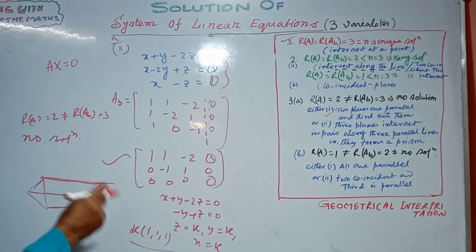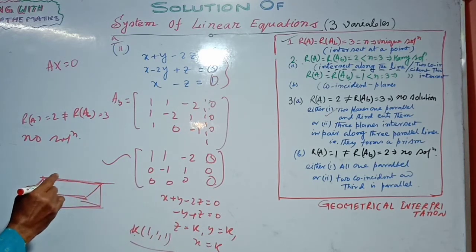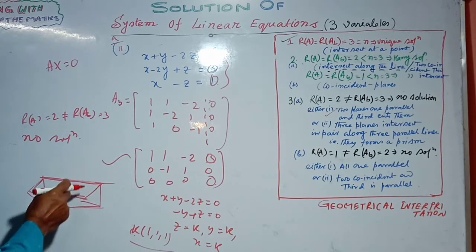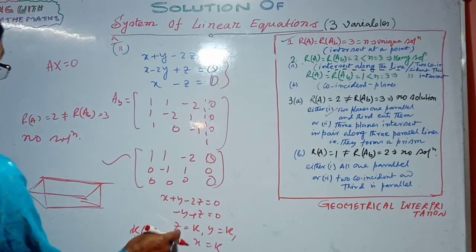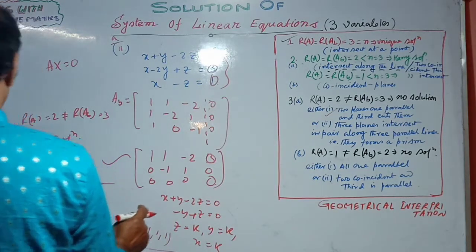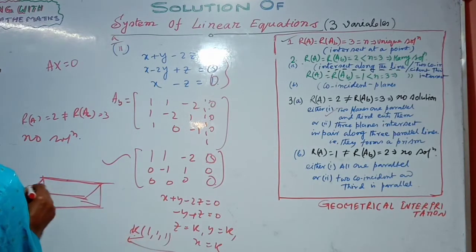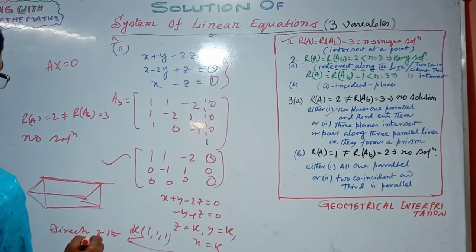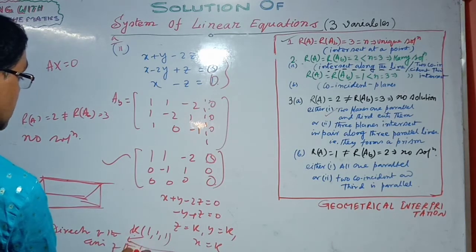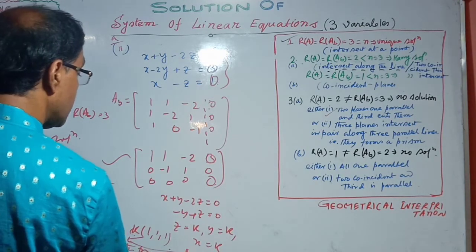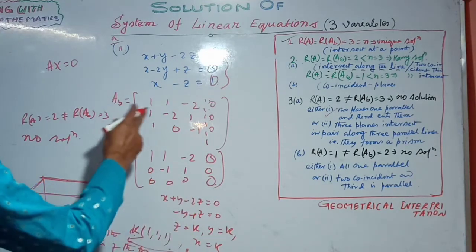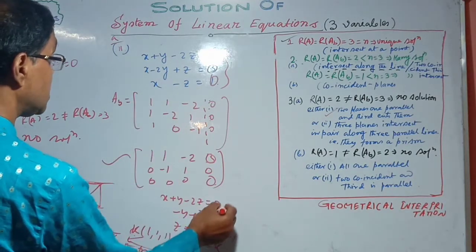Here 1 1 1 represents the direction ratio of the lines, all three pairs of lines being parallel to this direction. That is, this is the direction of the axis of the prism, and the direction ratio is 1 1 1. So the system has no solution, but the homogeneous case is also solvable.